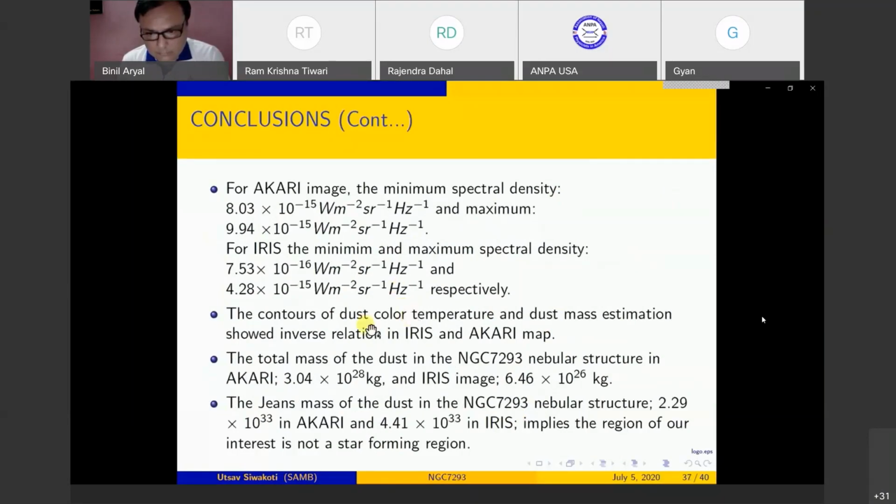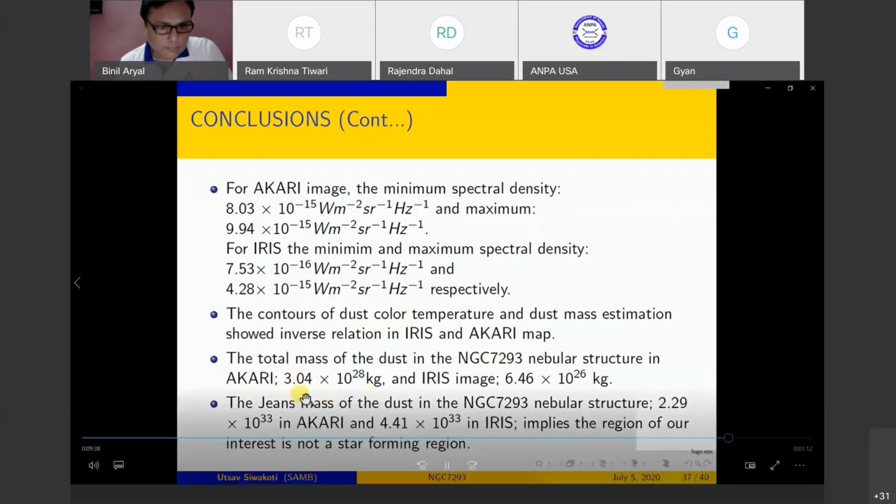And the contours of dust color temperature and dust mass estimation showed an inverse relation in IRIS and AKARI. However, AKARI is more accurate than IRIS due to more data and better data, we can say. And the total mass of the dust in our structure was found to be 3.04 into 10 to the power 28 in AKARI and 6.46 into 10 to the power 26 in IRIS.